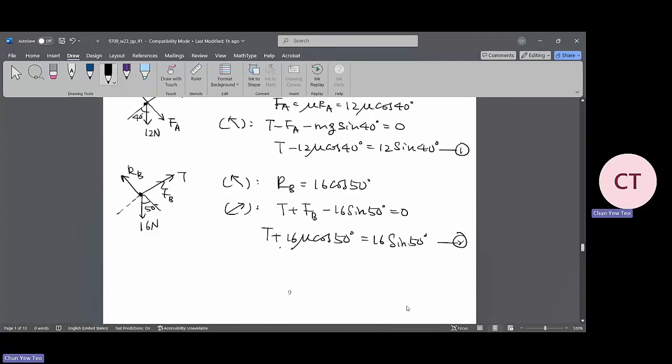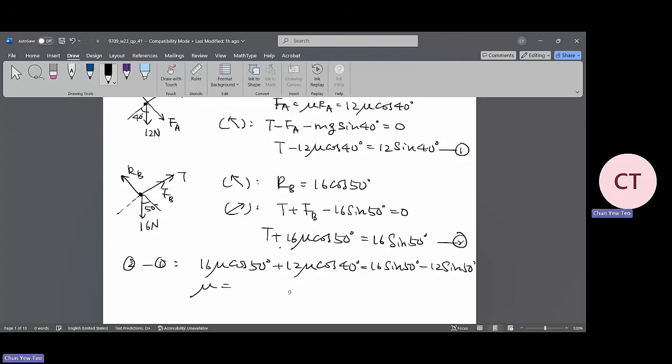So to find the mu, we just need to get rid of the T, solve the simultaneous equations. To get rid of the T, just take equation 2 minus equation 1. Then you get 16 mu cos 50 plus 12 mu cos 40 is equal to 16 sine 50 minus 12 sine 40. Factorize the mu out, then you divide them to the other side. You get 16 sine 50 minus 12 sine 40.